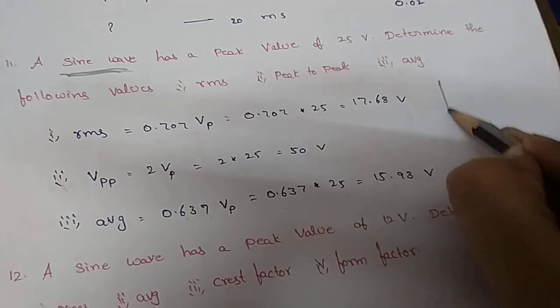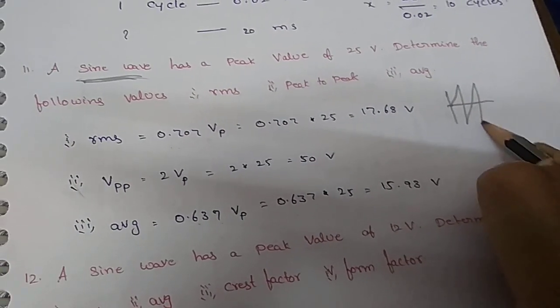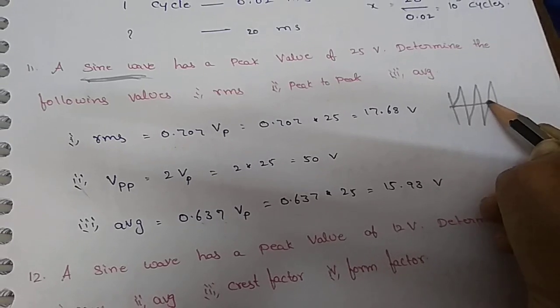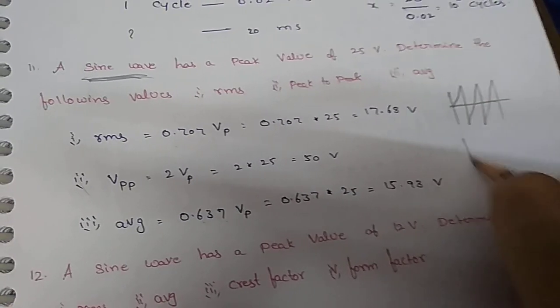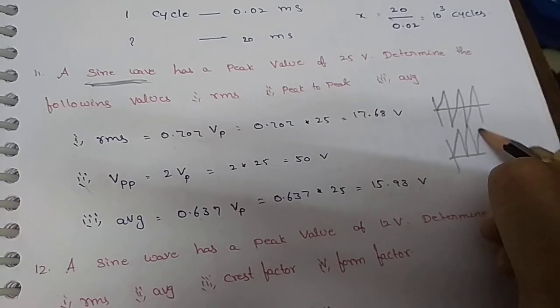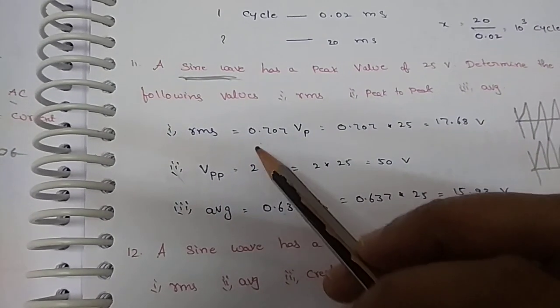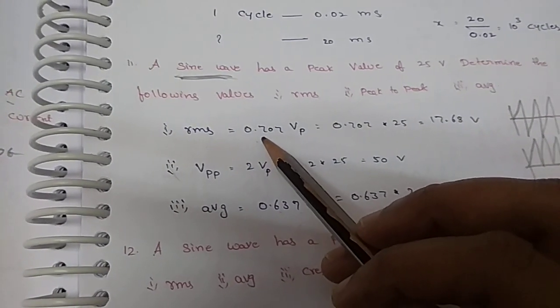And one more point: in the previous video I mentioned this one as a triangular waveform. Sorry, this is a sawtooth waveform, and this is the triangular waveform. For the RMS value, we already derived it previously, so it is 0.7, and I calculated these values.